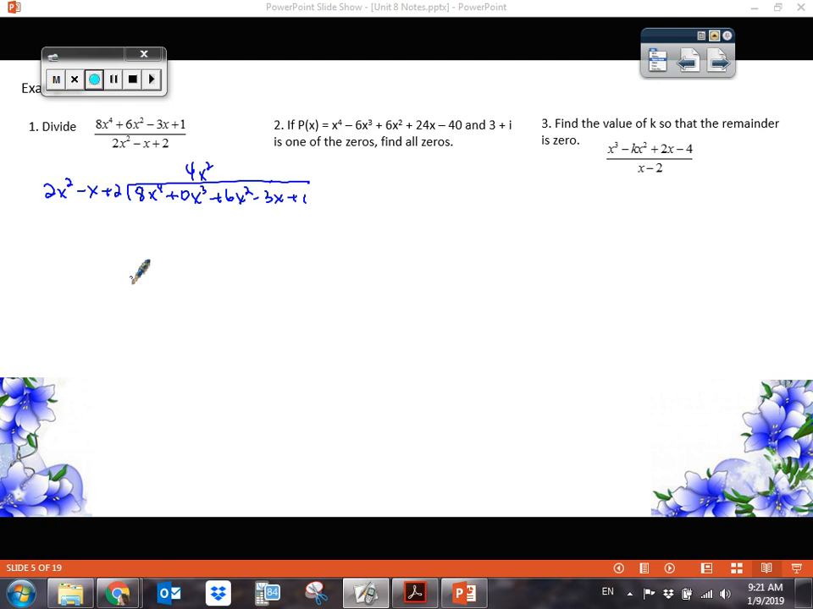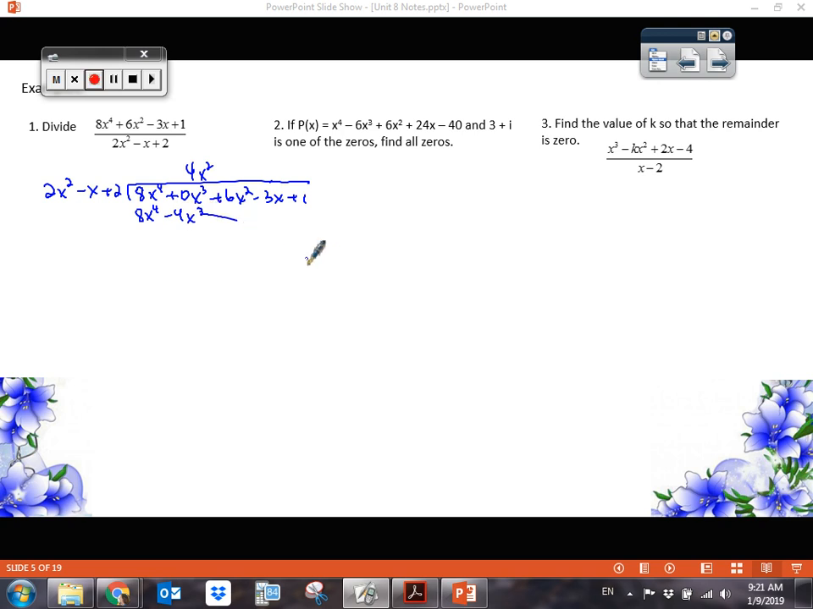Once I find that number, I've got to take it and multiply it by all of the terms of this divisor. So 4x squared times 2x squared is 8x to the 4th. 4x squared times negative x is negative 4x cubed. I want to pause here for a second.